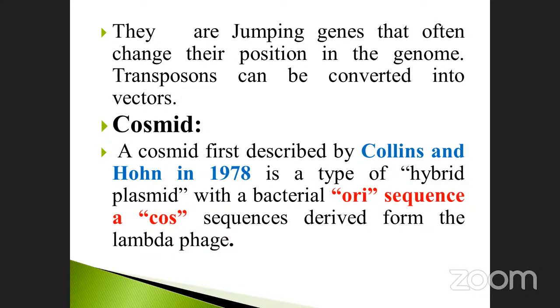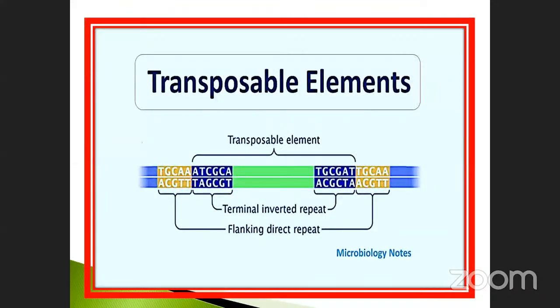This was first discovered by Collins and Hohn in the year 1978. It has two parts, and it is a hybrid. The bacterial ori and the cos sequence derived from the lambda phage. One is a virus, another one is bacterial. Ori is a gene, and cos is also one of the sites, a part only. Sequences derived from two different microorganisms. One is a bacteriophage, another is a bacterium. Ori is from bacteria, cos is from phage. Combined together, you get the cosmid. Okay, that is very, very important.